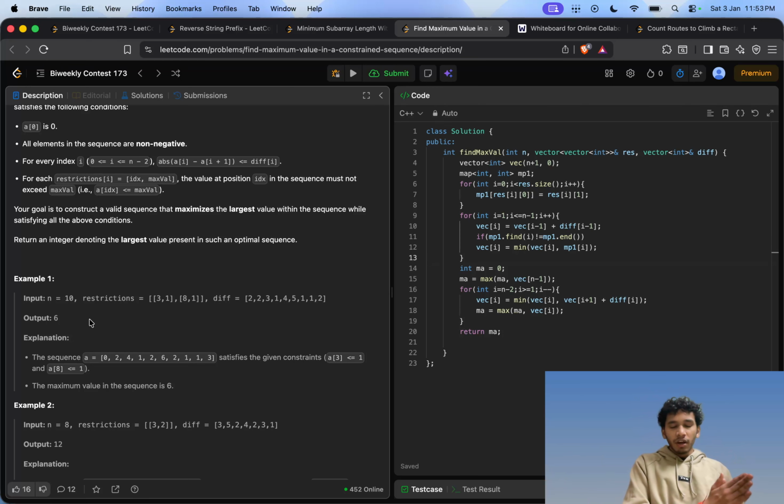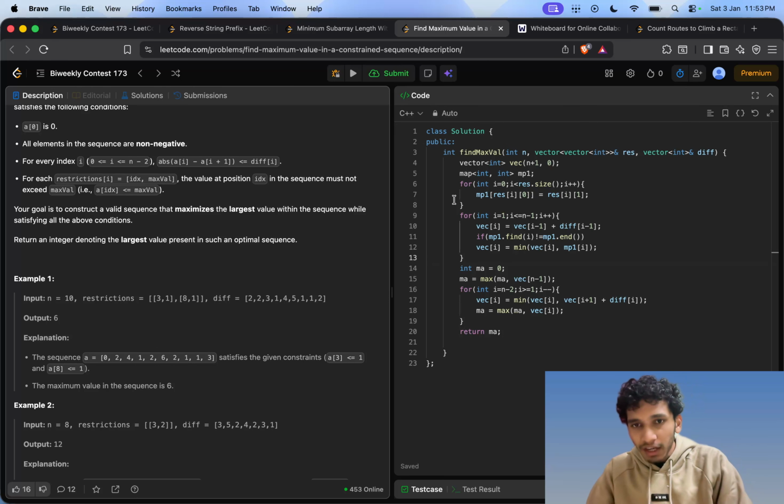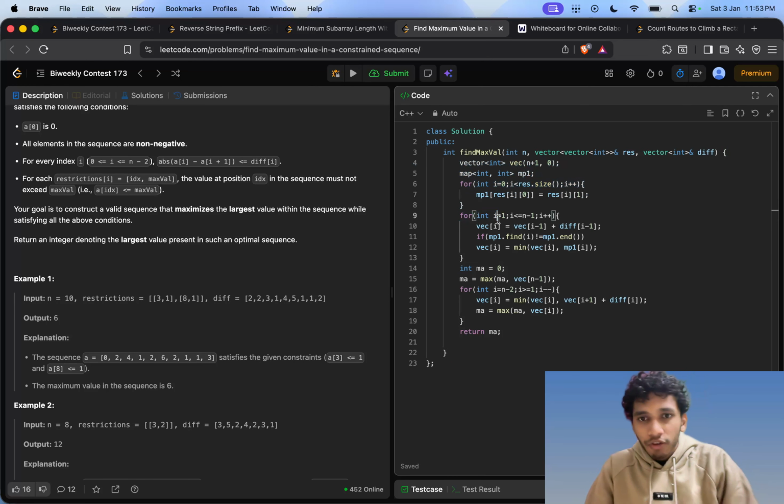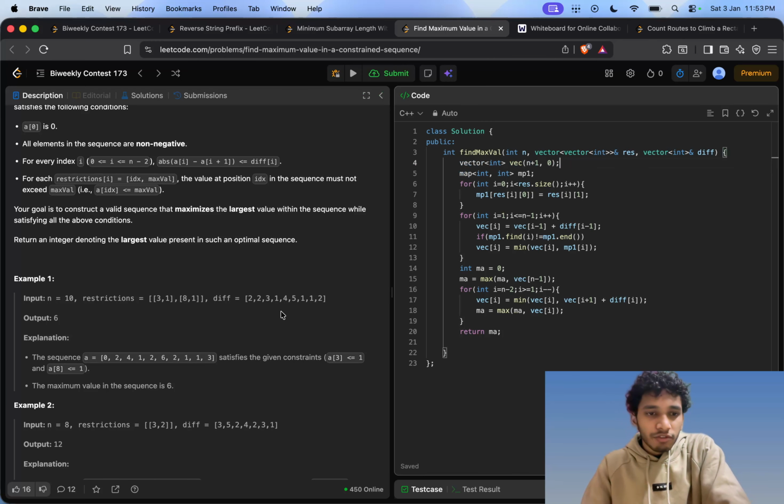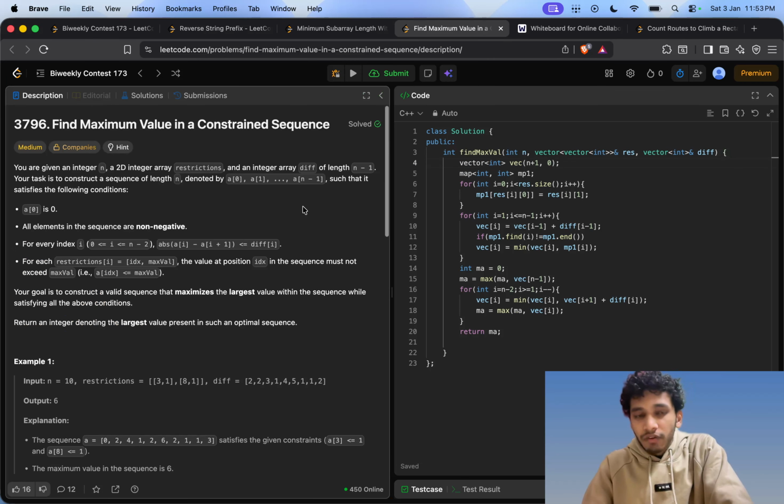Okay, this is the conclusion we had earlier, due to which we came to the final solution, which is iterating from left to right and then from right to left, keeping in mind the restrictions and following them. All right, so let's start with the implementation. We have a vector which we wanted to build, which we wanted to construct.